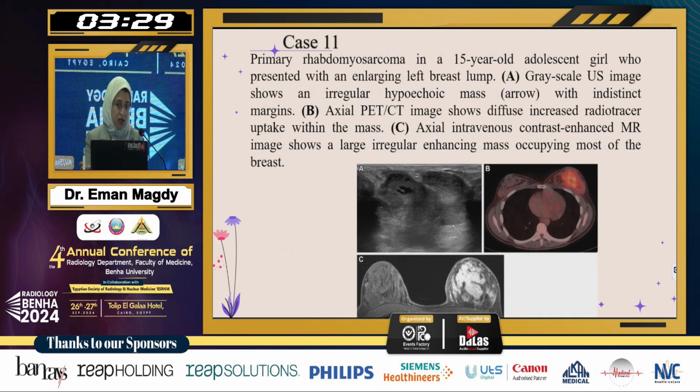Case 11 and the last, a female patient, 15 years old, who is a known case of primary rhabdomyosarcoma. Now she presents with an enlarging left breast lump. Ultrasound shows an irregular hypoechoic mass with indistinct margin. Axial PET-CT shows diffuse increased radiotracer uptake within the mass. Axial intravenous contrast MRI shows a large irregular enhancing mass occupying most of the left breast.